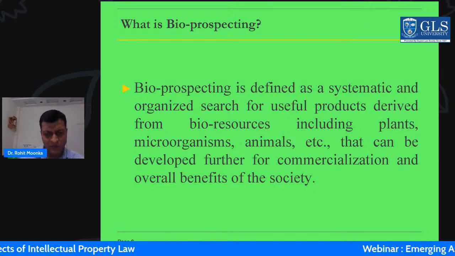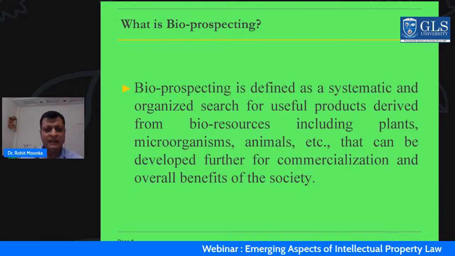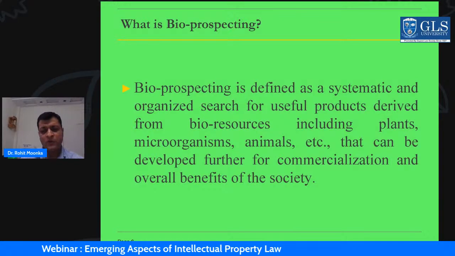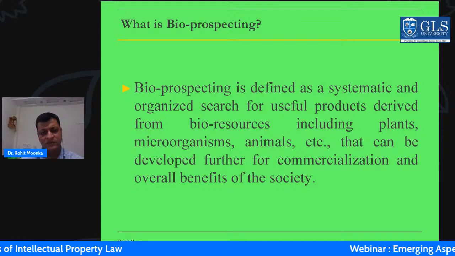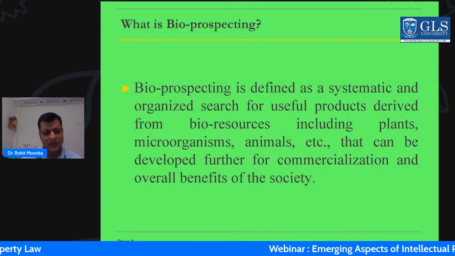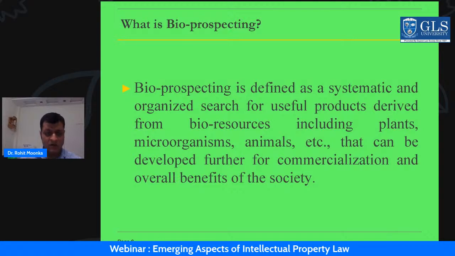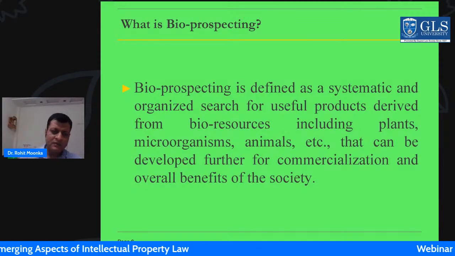So through bioprospecting, the scientists, the researchers, indulge in a systematic and organized search for useful products which are derived basically from bioresources, because the term bio has been used. They are looking for such bioresources which could be a plant, a microorganism, an animal, etc., and that can be further developed.